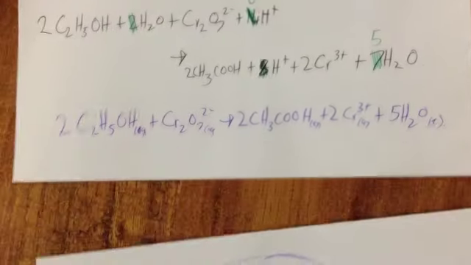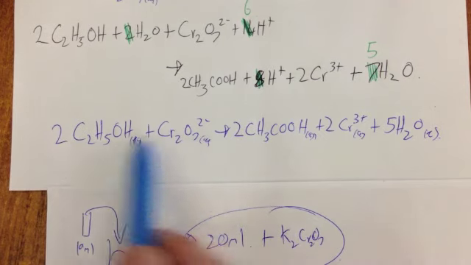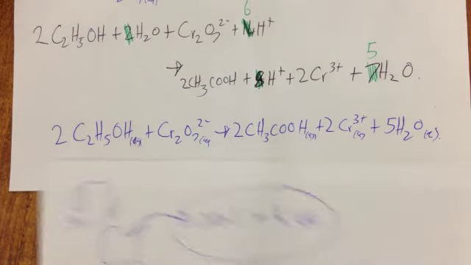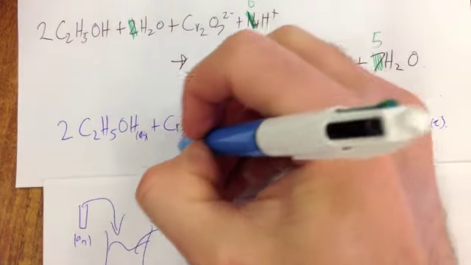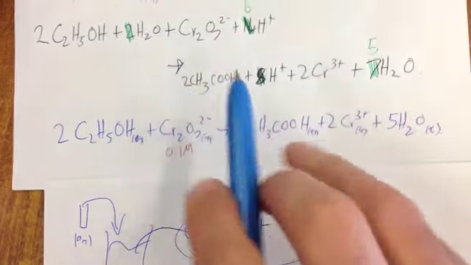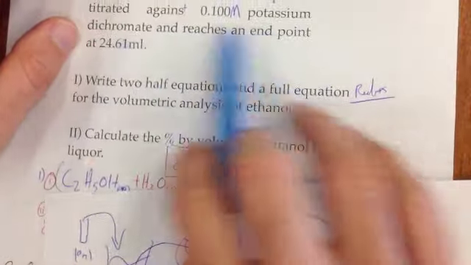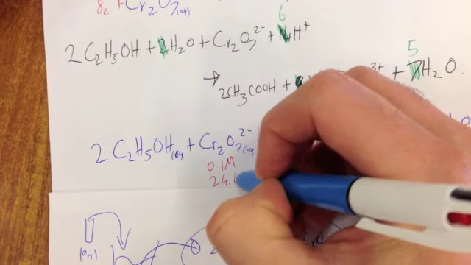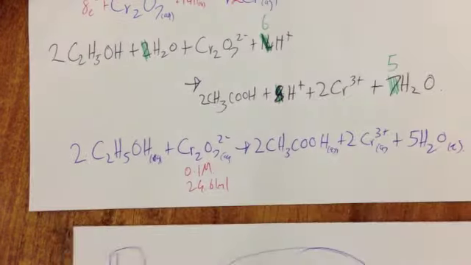We have our reaction already, we have our equation here. Okay, I'm not going to do too much more from this. I'll just write down the information that we have. We've got 0.1 molar of potassium dichromate, and we have 24.61 mils of it as well.